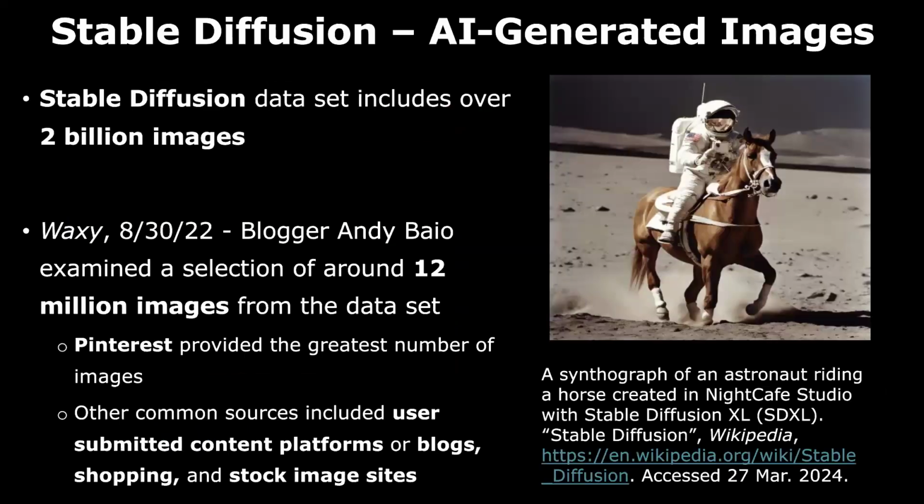The text-to-image generator Stable Diffusion utilizes a dataset that includes over 2 billion images, which makes analysis of its content difficult.